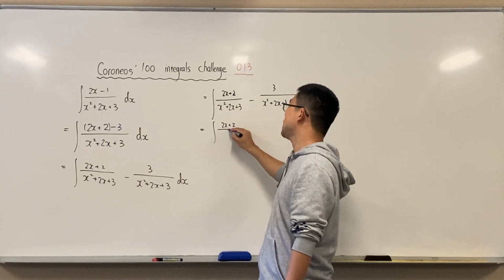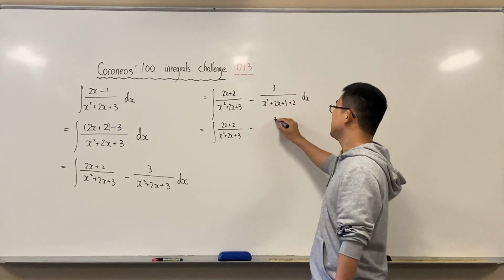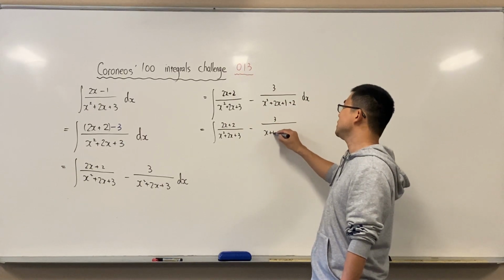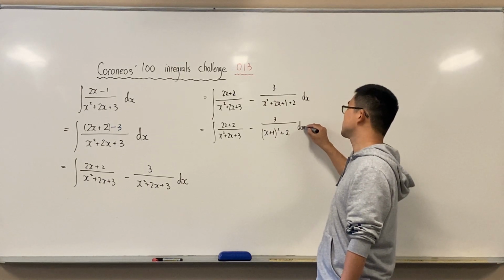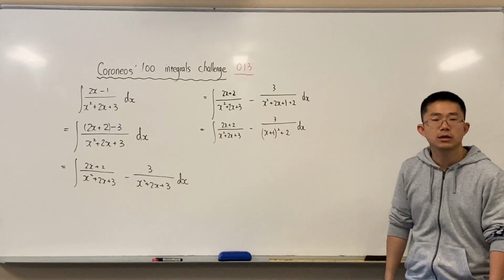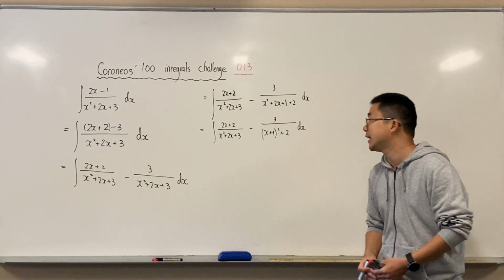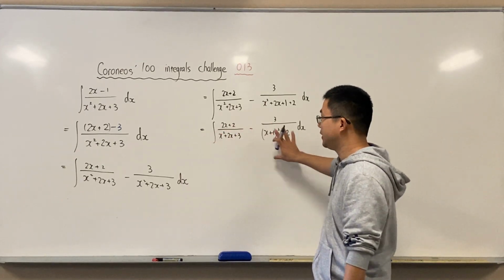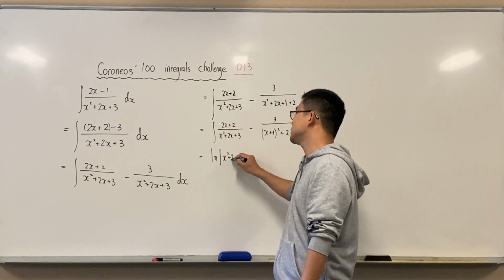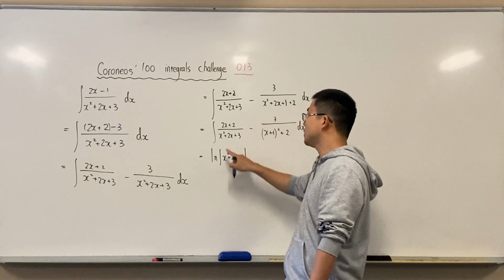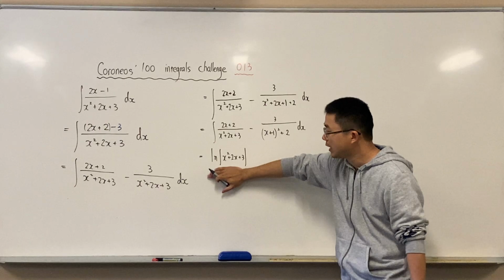I still copy down everything. I don't want to integrate right now. Here that gives you x plus 1 squared plus 2, dx. Now clearly this becomes the inverse tangent formula when you integrate it. Now I can integrate both. That gives you ln absolute value of x squared plus 2x plus 3, because the derivative of the denominator is equal to the numerator. So I can integrate like this.